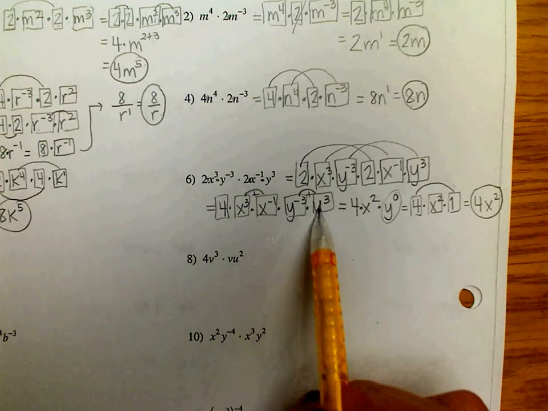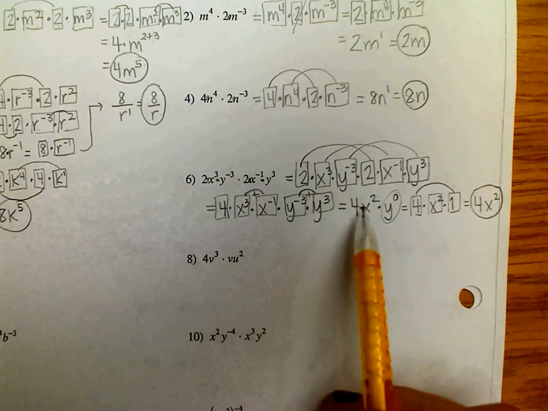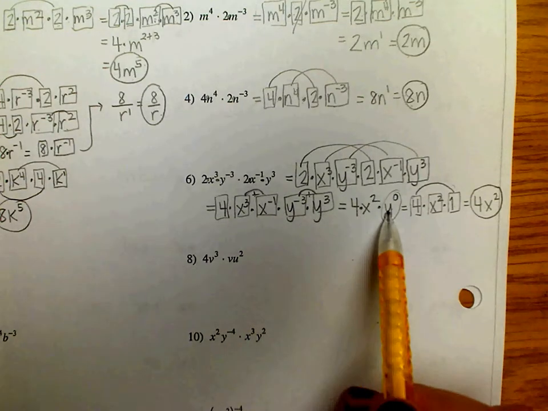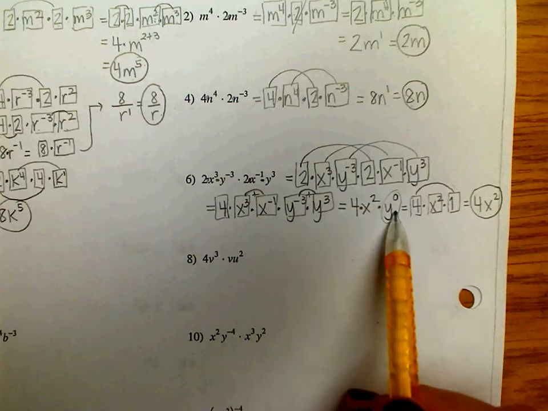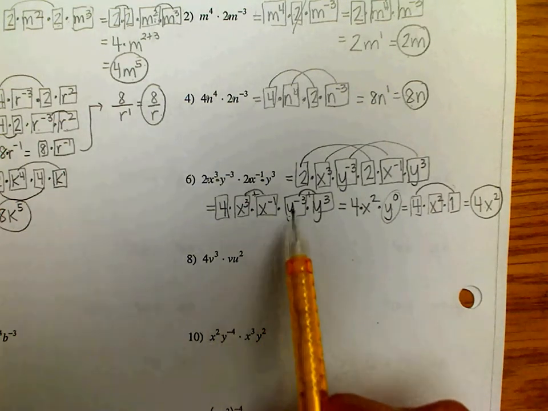I like to make them 1 before I have to flip, and it turns out I didn't have to put it to the bottom because they didn't end up staying negative. So I usually like to add before I flip the negative, okay? So there is my answer.